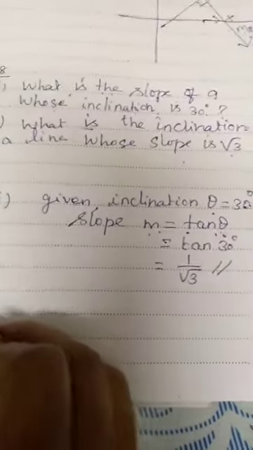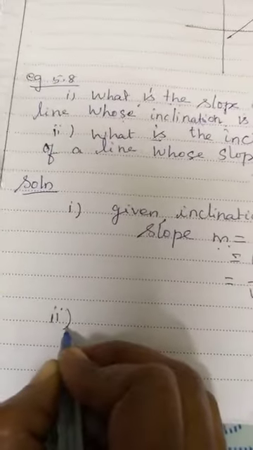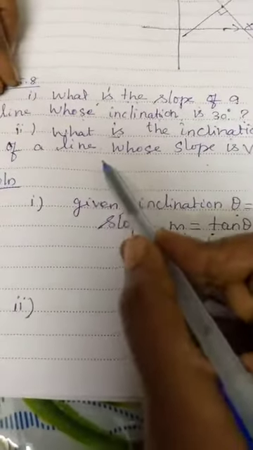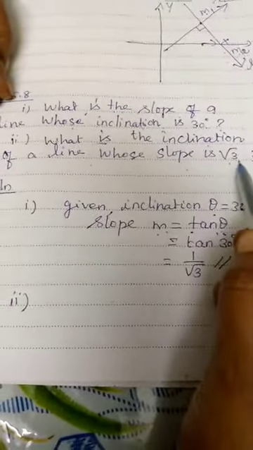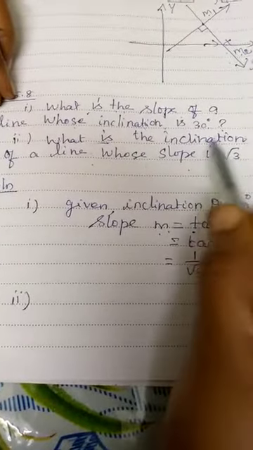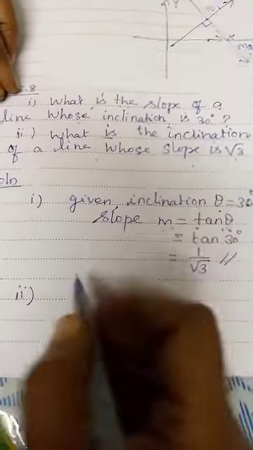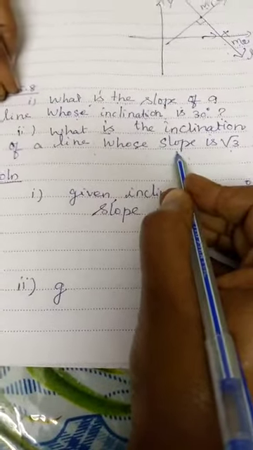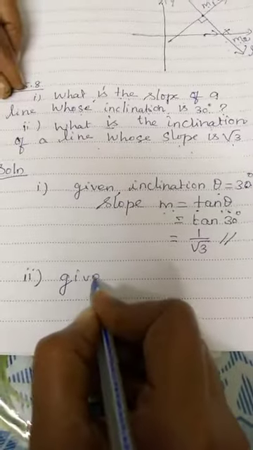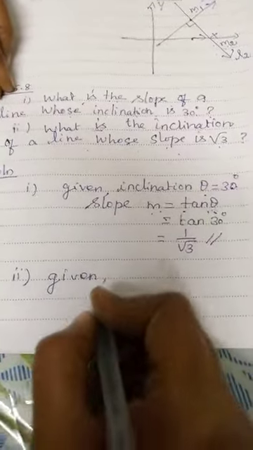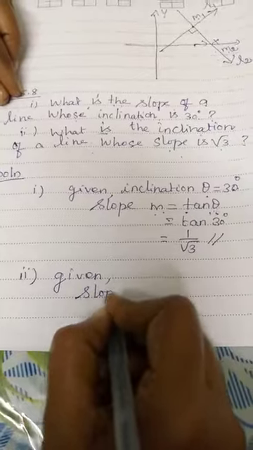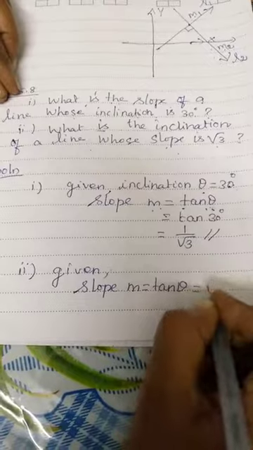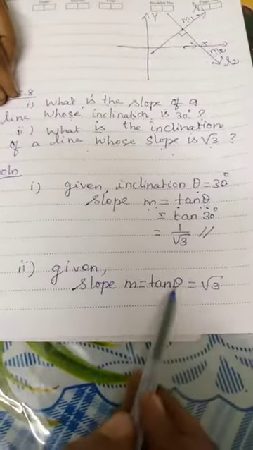Second subdivision, let us do. What is the inclination of a line whose slope is √3? Slope is given, inclination means theta we have to find out. Slope m is equal to tan theta. So tan theta is equal to √3. We have to find out theta.